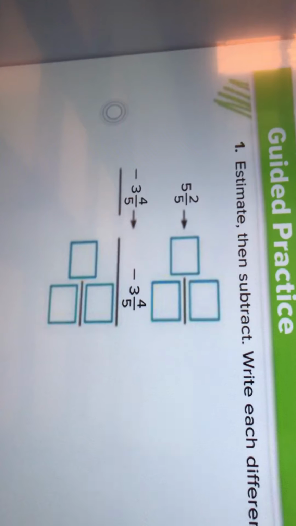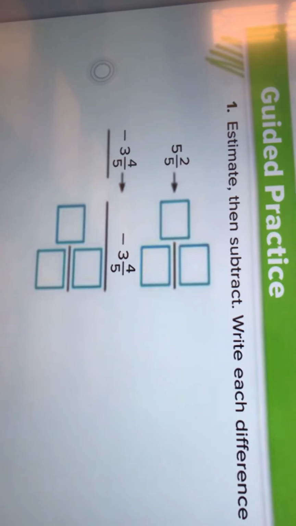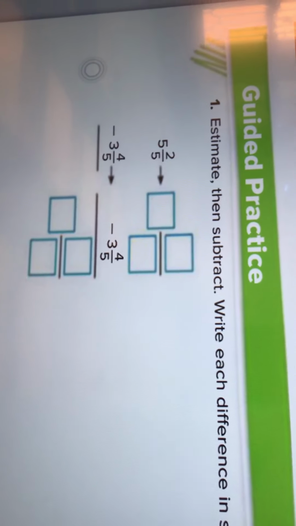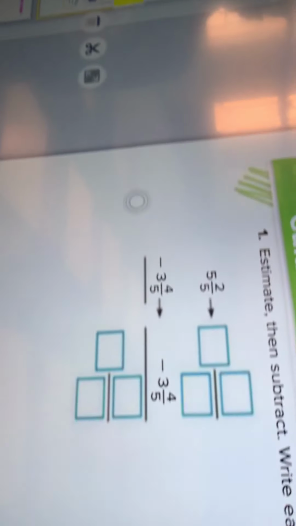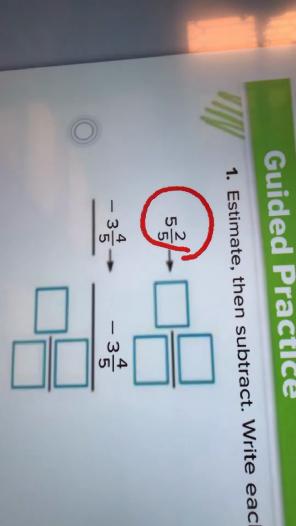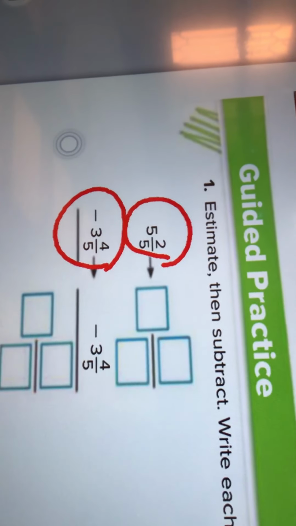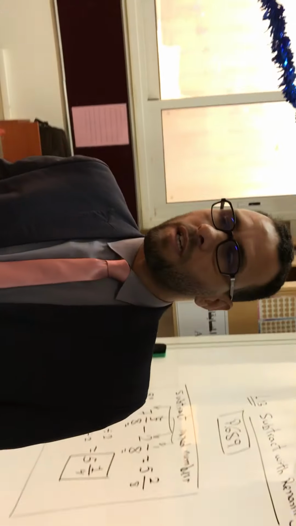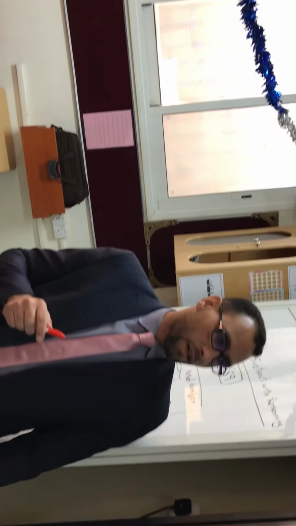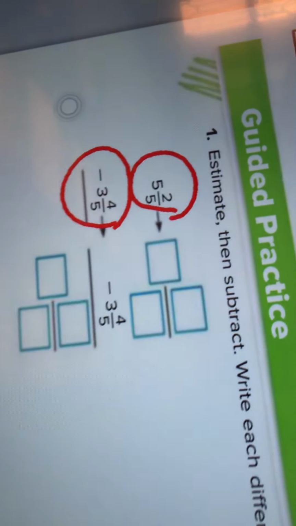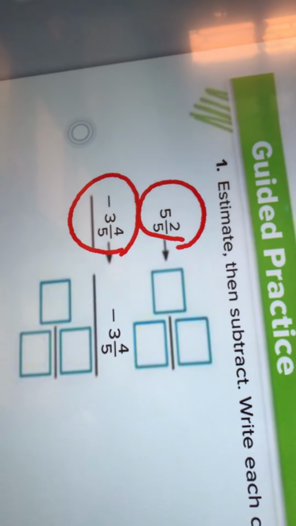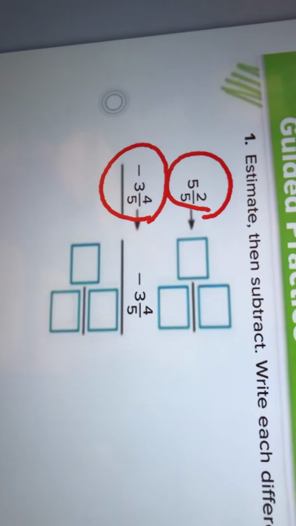5 and 2 out of 5 minus 3 and 4 out of 5. This with denominator 5, this with denominator 5. Are they like or unlike fractions? I hear someone say they are like. Yes, because with the same denominator they are called like fractions. Okay? Now, how do we subtract this one?